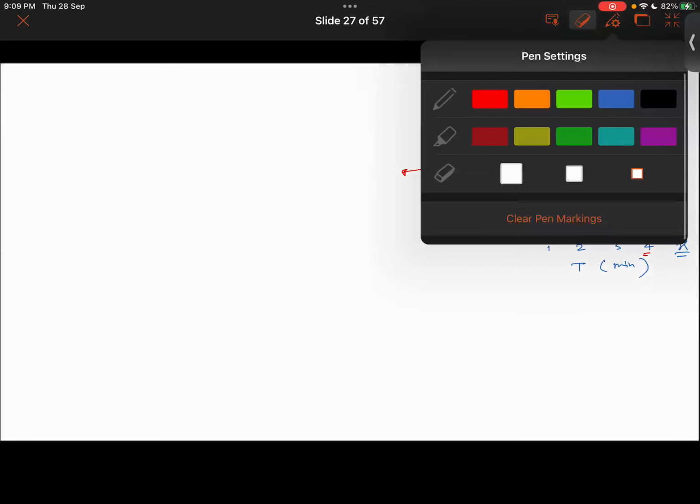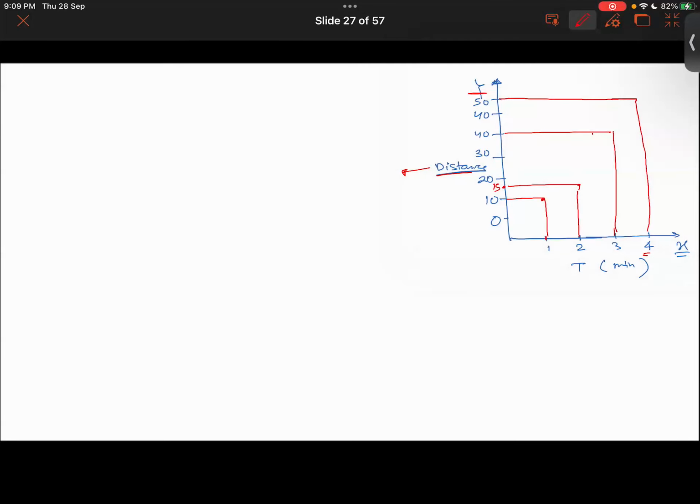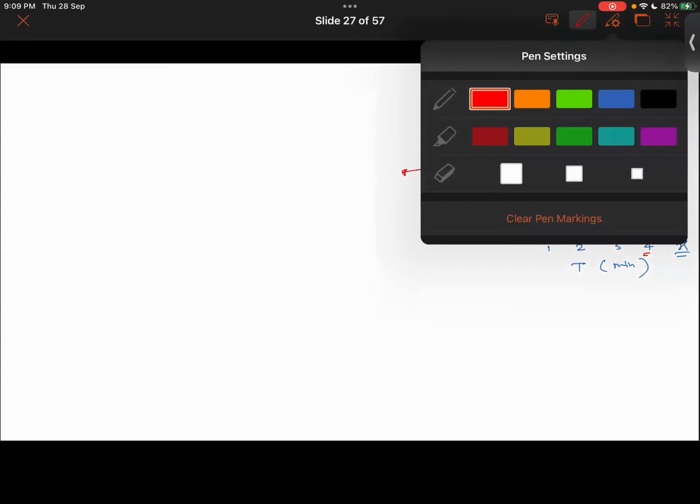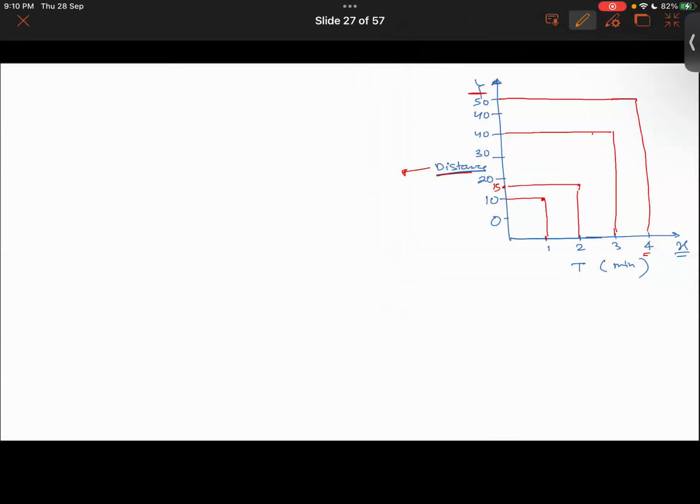Now, can it be reduced by the fourth minute? Can it be decreased to, say, 40 in the fourth minute? It can be decreased also. It can decrease, it can increase, because we are talking about non-uniform motion. So guys, if you were to connect the dots here, let's connect the dots.